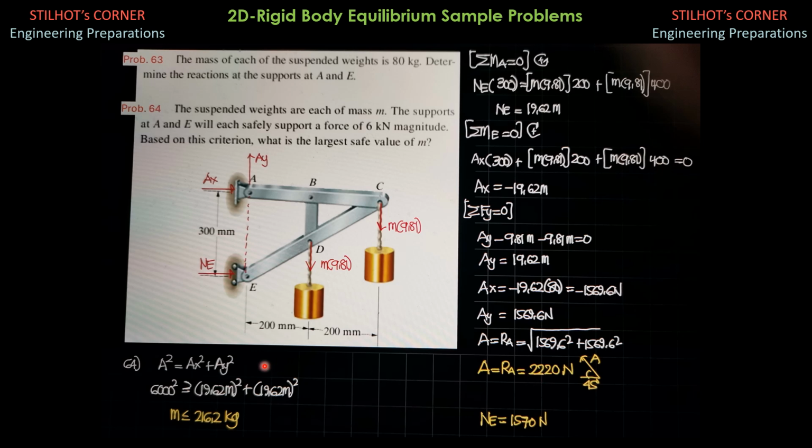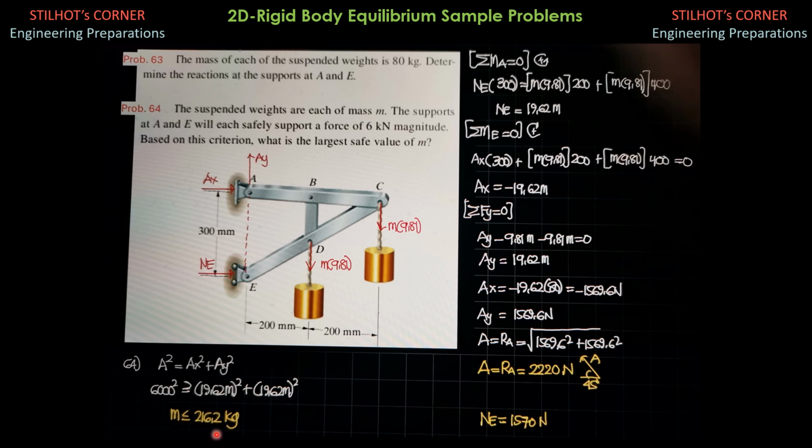So from the Pythagorean theorem, A squared equals AX squared plus AY squared, we assign the magnitude of 6,000 newtons to A. So 6,000 squared should be greater than or equal to 19.62m quantity squared plus 19.62m quantity squared. So remember AX is negative, but a negative quantity squared is still positive. Solving for m, m should be less than or equal to 216.2 kilograms.